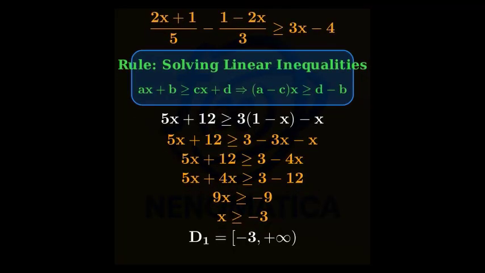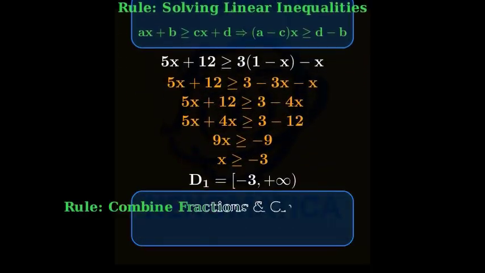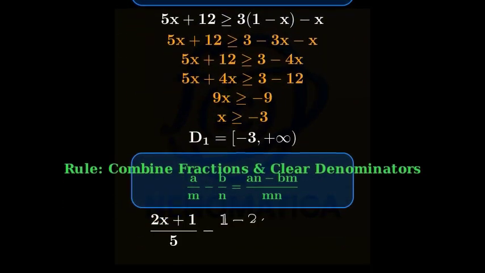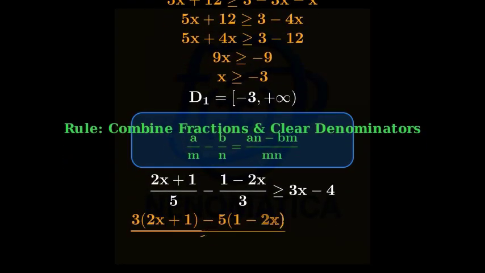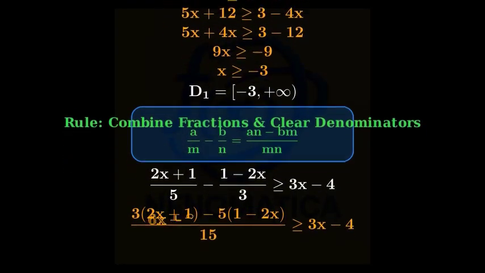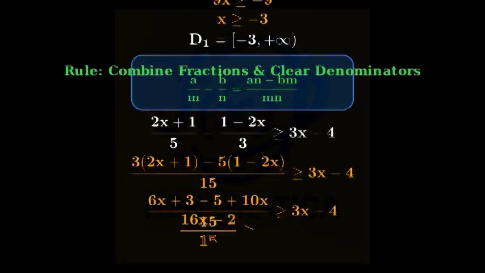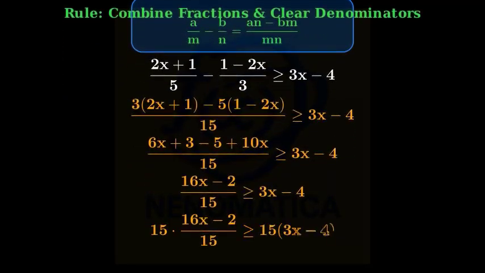Step 2. For the fractional inequality, combine fractions with a common denominator and clear denominators. Start from the given line. Use 15 as the common denominator to combine. Simplify the numerator. Clear denominators by multiplying by 15.